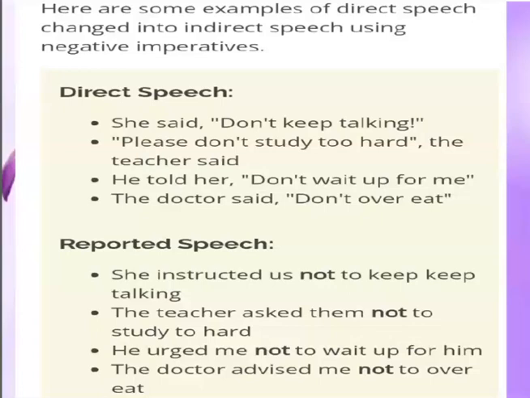He told her, "Don't wait up for me." That's an order. He urged me not to wait up for him. The doctor said, "Don't overeat." That is an instruction. The doctor advised me not to overeat. So whenever you have this type of sentence, you ask yourself, is it an order or a request? If I were you, I would list out all the necessary verbs I will be using for an order or a request. Then I'll be able to choose the right verb.